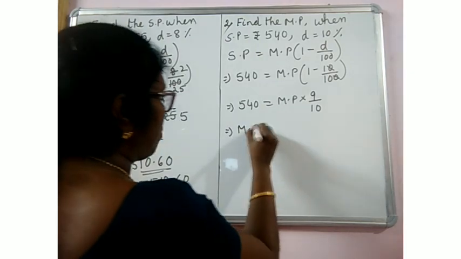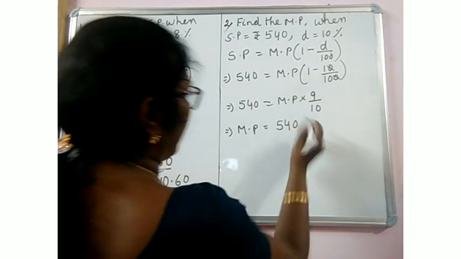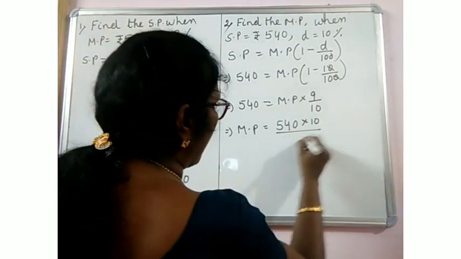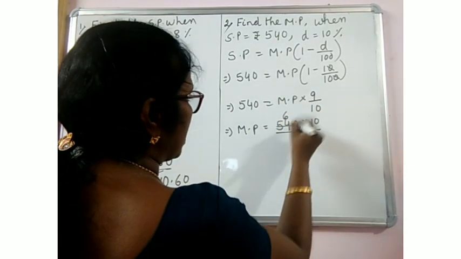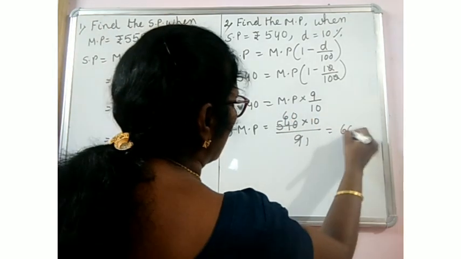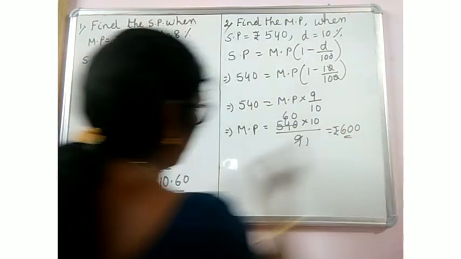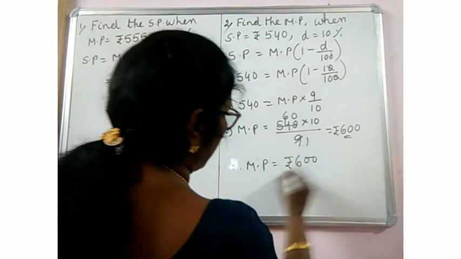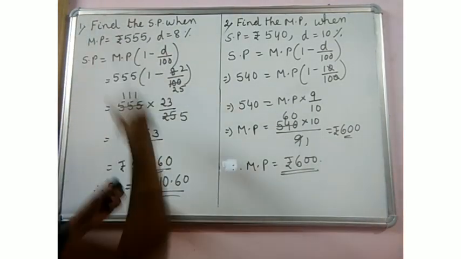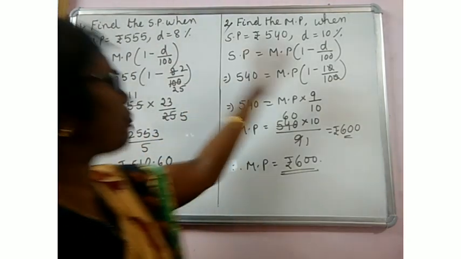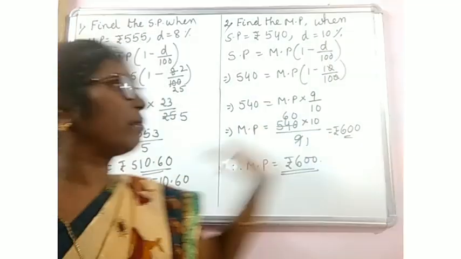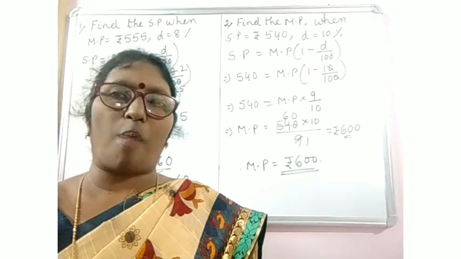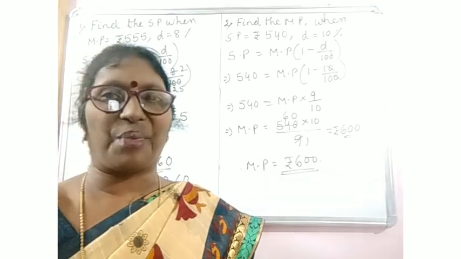That means MP is equal to 540, and when this 9 by 10 comes to this side, it will be into 10 by 9. 9 6s are 54, then a zero, that equals 600 rupees. Therefore, mark price is equal to 600 rupees. Okay. In the first problem, MP and D are given. Here SP and D, the discount percent, are given. This is how to solve. And in the next class, I am going to solve little more complicated problems for you. Thank you.